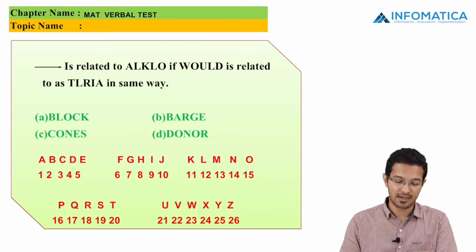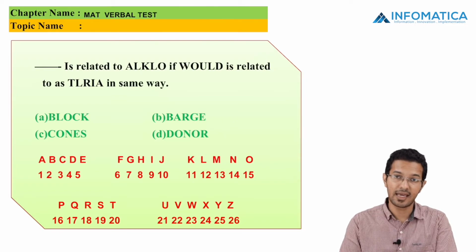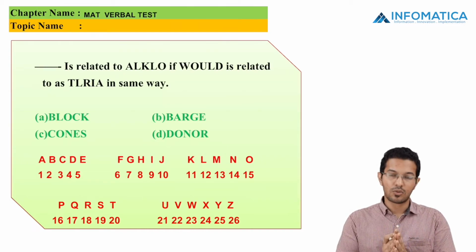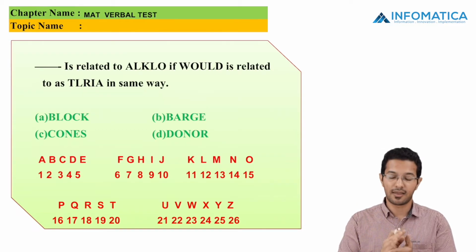Next question says that dash is related to ALKLO if WOOD is related to TLRIA in the same way. So now they have asked me, ALKLO is related to what. They have given me a pair, which is WOOD, and it is related to TLRI.